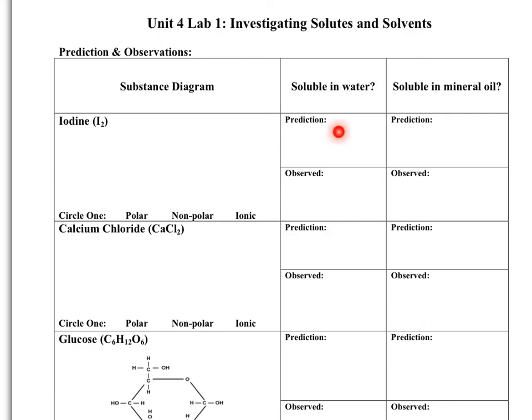Make predictions of what's going to happen. Will the iodine dissolve in the water? Yes or no? Will it dissolve in the mineral oil? Yes or no? The same for calcium chloride.